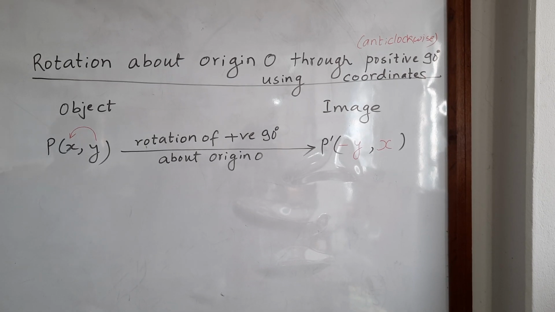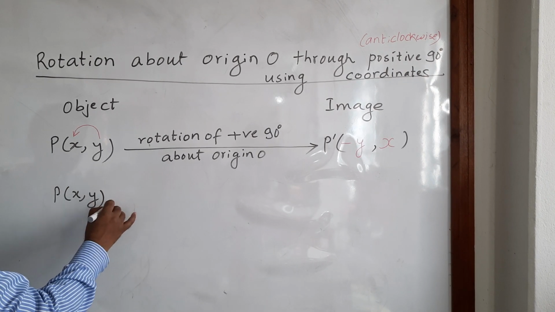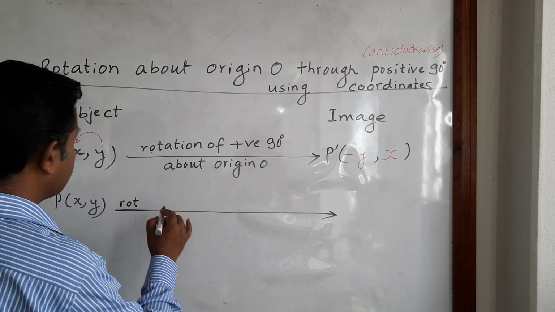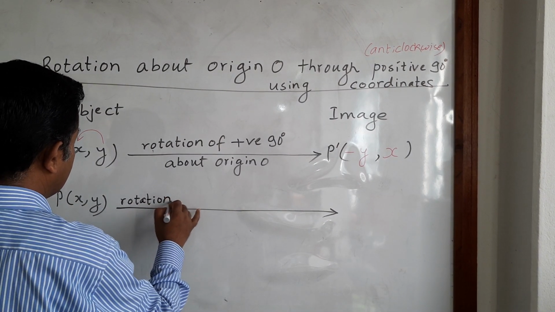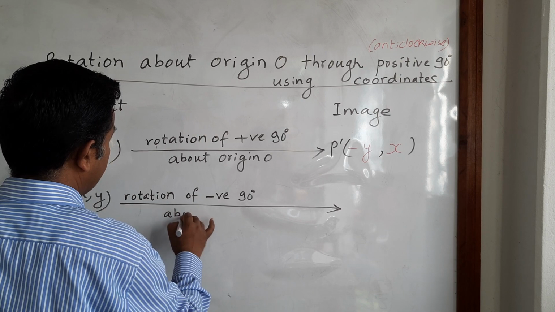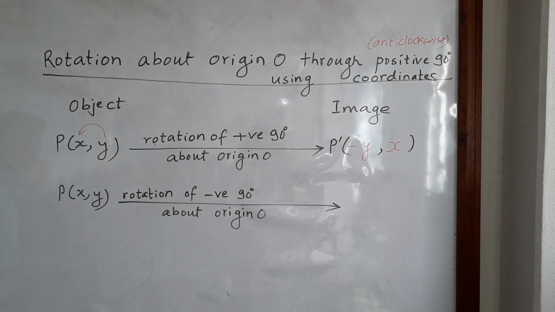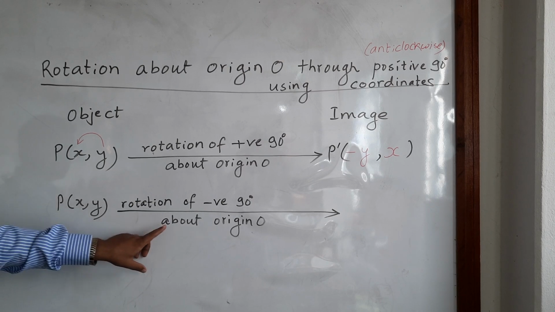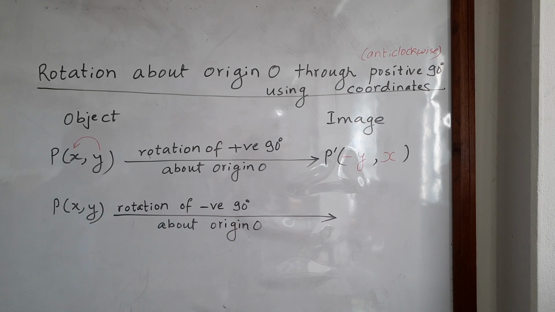Similarly, we have another object point P(x, y). So here we will rotate this point, rotation of negative 90 degree about origin O. So here we'll rotate this point through 90 degree, negative means in clockwise direction, about the origin O.